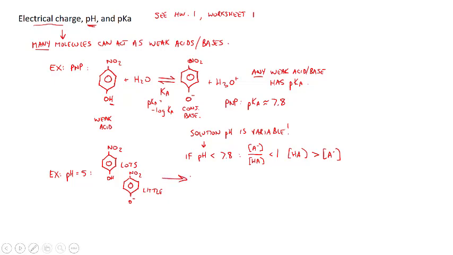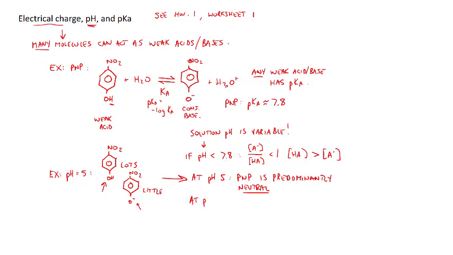What do you notice is different about these two molecules? What's different about these two molecules is that one of them is missing a proton, which means that if it loses a proton and leaves its electron behind, you're going to gain a negative charge. So that means that at pH 5, PNP is predominantly neutral, because this is the dominant form in solution and it doesn't have any net electrical charge. And that's true at any pH value below 7.8.